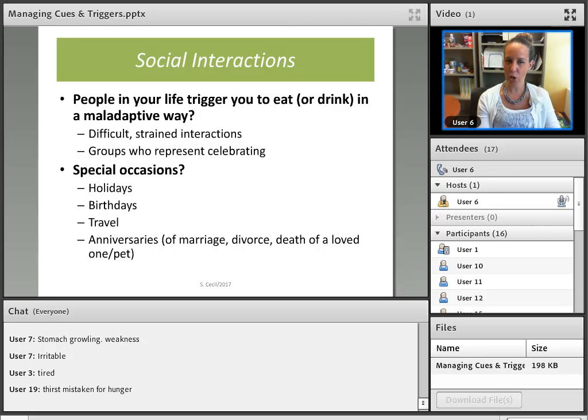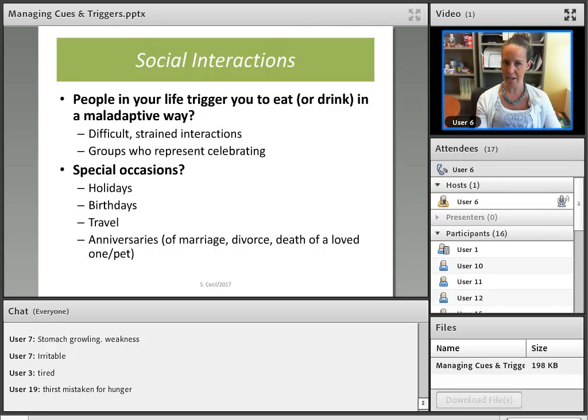We have our girlfriends or our men's group, and when we get together, we drink alcohol and we have a big meal, and that's just what we do. That's our regular way of bonding and connecting. That can be a big trigger, and many of you may have identified this, even when maybe we're on a healthy plan and we've been practicing a healthy lifestyle for several weeks at a time.